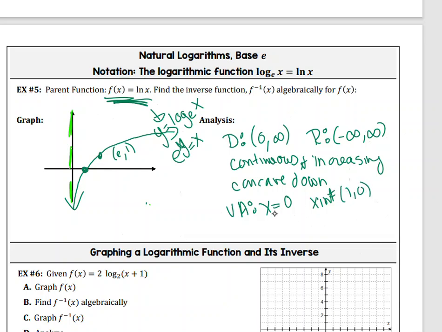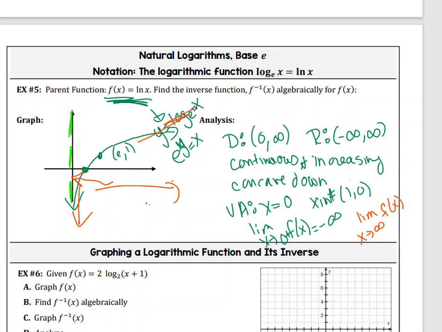And the other thing we'll analyze about this, as the limit x approaches 0 from the right side, the function will go to negative infinity. So again, as it's going this way, what's happening to the graph? It's going down forever. The other part of this is as the limit x approaches infinity, what happens to the function? Well, as it's going this way, what's happening in the y value? That y value is continuously going up. So it's going to positive infinity.